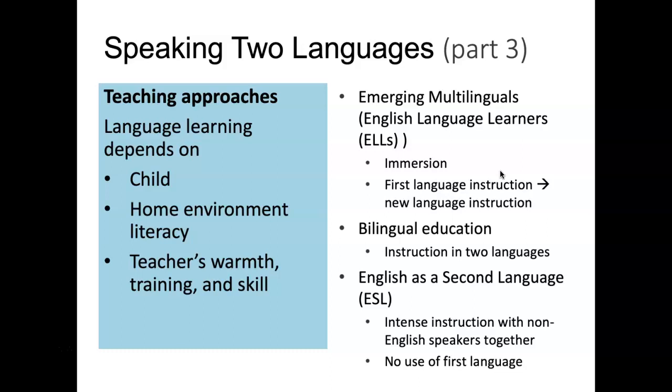Bilingual education is different than English language learning. Bilingual education is the instruction in both languages at the same time. Usually one language is spoken once, and then the same thing is said in the second language. English as a second language, ESL, includes intense instruction with non-English speakers together. There's no use of the first language. It's usually a pull-out system where children are not included with the rest of the children in their classroom.